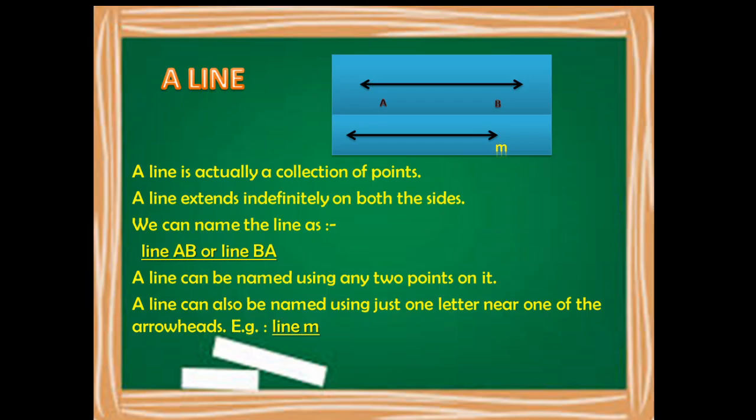Next, a line. Students, see here we have two diagrams. Both are lines. But what's the difference in them? One line has two alphabets on either side of the arrowheads, and the second line has a single alphabet on one side of the arrowheads. That means we can name the line in two different ways. So let's see, what is a line? A line is actually a collection of points. A line extends indefinitely on both sides.